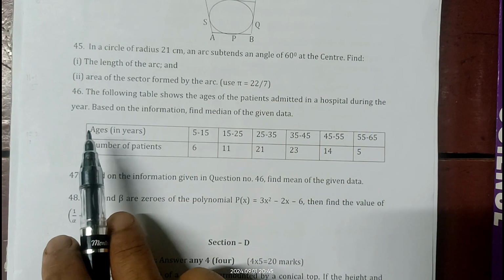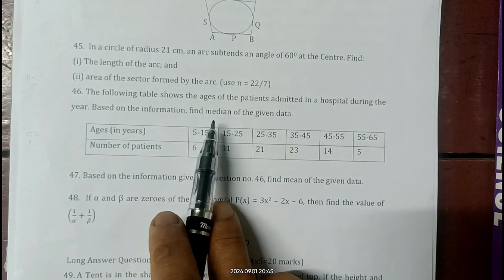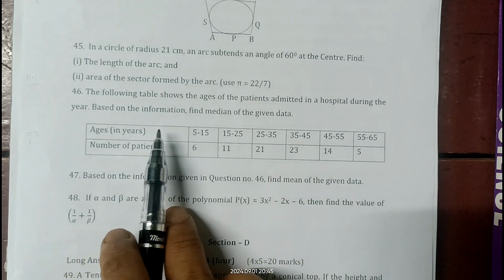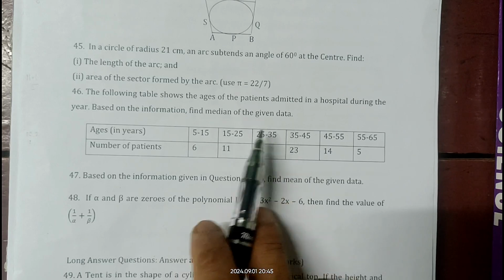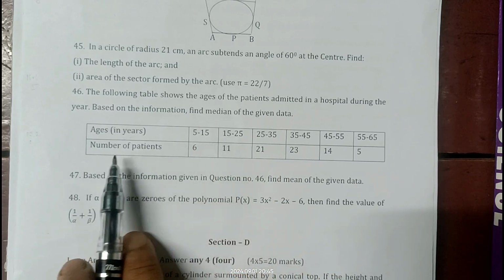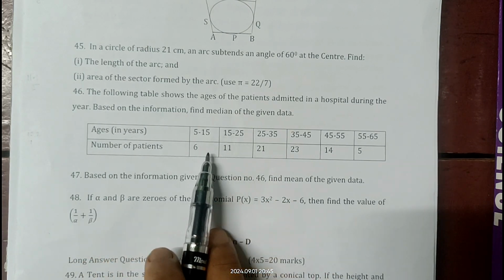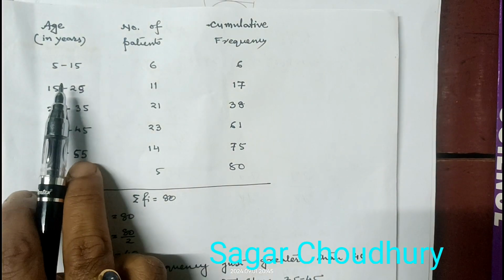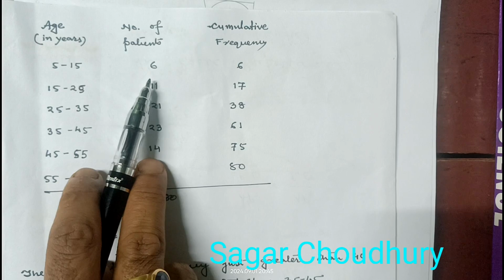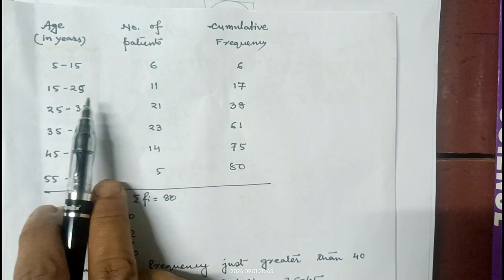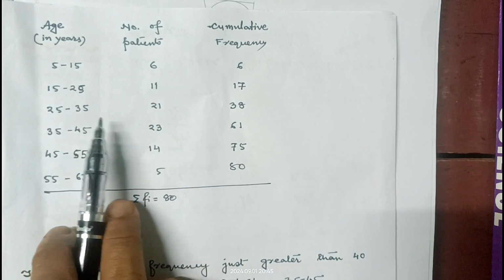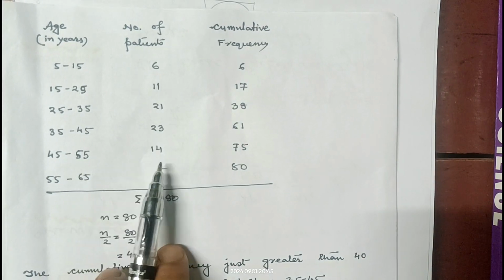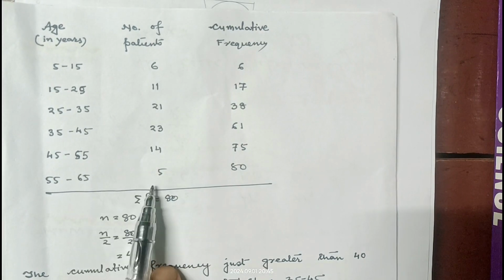In question number 46 it is given that the following table shows the ages of the patients admitted in a hospital during the year. Based on the information, find median of the given data. Here ages in years and number of patients are given, and based on the table we have to find the median age. Age in years 5 to 15, number of patients 6, 15 to 25 11, 25 to 35 21, 35 to 45 23, 45 to 55 14, 55 to 65 5.